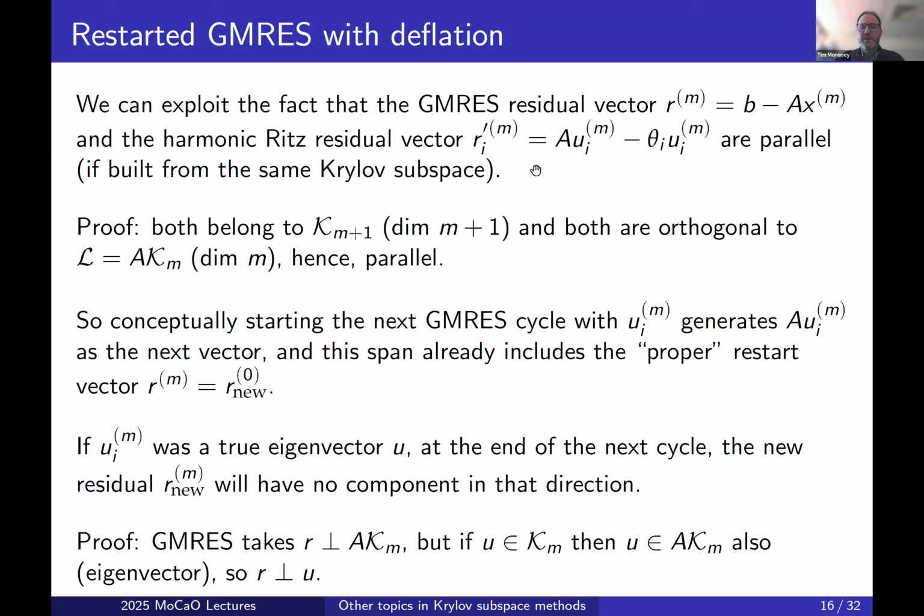But these two methods come from the same family. Remember, they both use L equal to AK, right? So GMRes sets this residual vector orthogonal to AK, and harmonic Ritz sets this residual vector orthogonal to AK, and they both belong to K_{m+1}. Okay, we've seen the polynomial perspective of this many times now. So these are both vectors belonging to K_{m+1}, dimension m plus 1, and both orthogonal to AK, dimension m, right? So there's only one degree of freedom left, and that means they are necessarily parallel vectors.